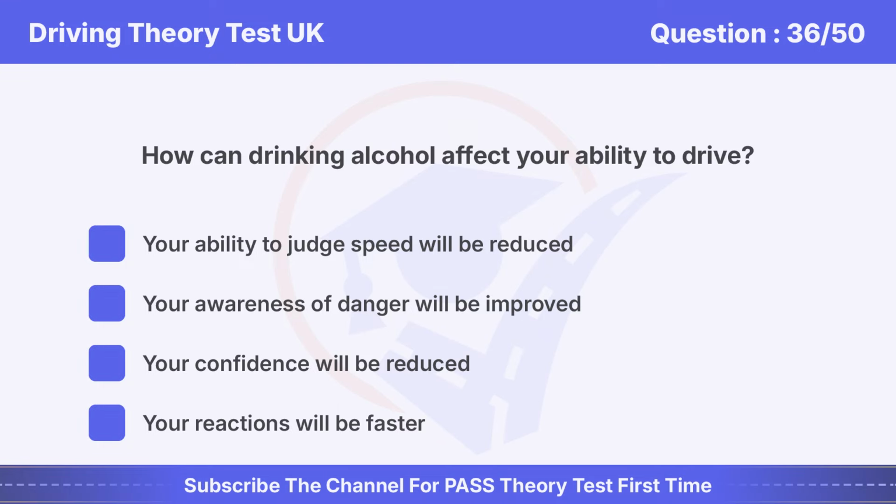Question 36. How can drinking alcohol affect your ability to drive? Option A. Your ability to judge speed will be reduced. B. Your awareness of danger will be improved. C. Your confidence will be reduced. D. Your reactions will be faster.